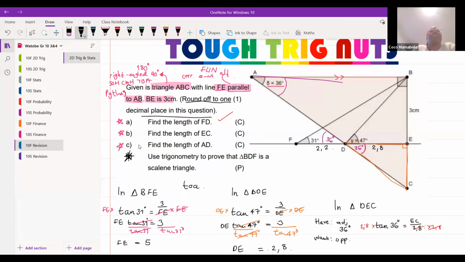And then it's going to be 2.8 tan 10 of 36 is equal to AC. Good. EC is going to equal 2.8 tan 10 of 36, which is how much? 2.0, one decimal place. Okay, good. 2.0, so we're just going to leave it at 2 centimeters.